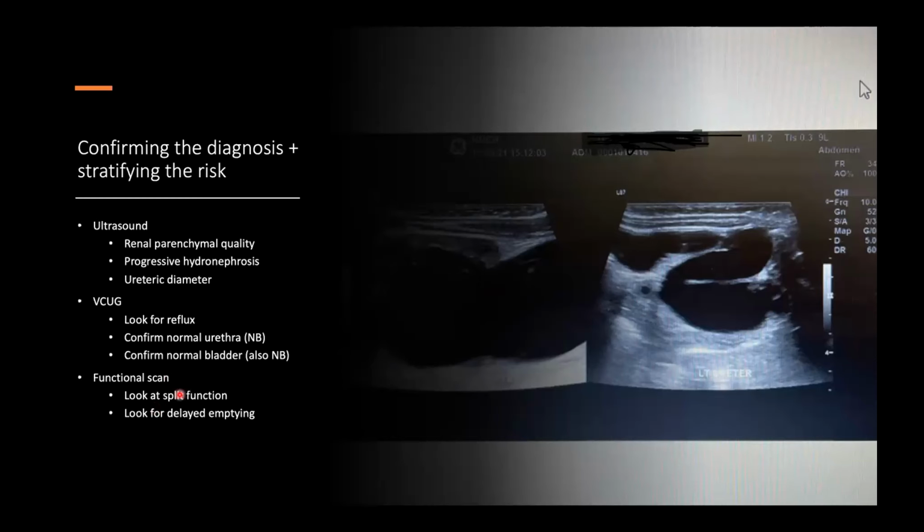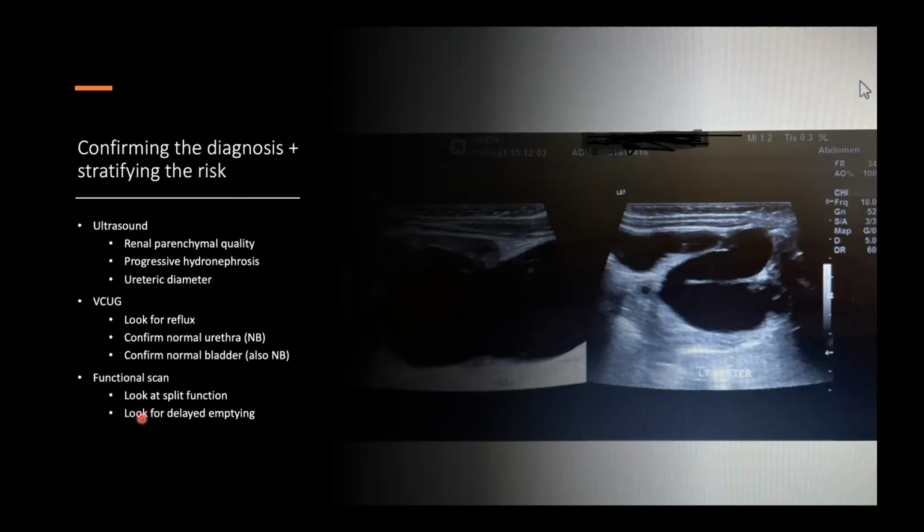Because it's a megaureter, you really do want to look for reflux. You want to confirm a normal urethra. This is very important. You want to make sure that this is a primary megaureter and not a secondary megaureter due to valves or some other lower urinary tract or bladder pathology like a spinal defect.